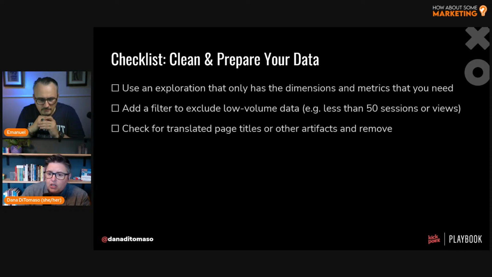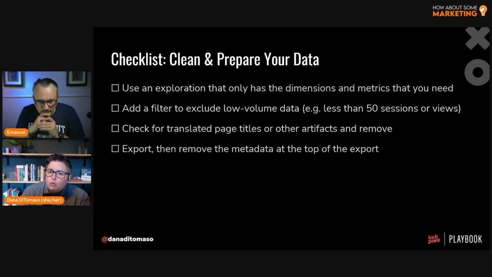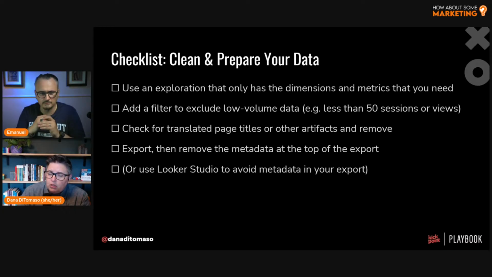Also, again, as I mentioned, check for translated page titles or other artifacts and make sure to remove those from your data set. And then export and remove that metadata at the very top of the report. Or if you use Looker Studio to export these instead of explorations in GA4, that won't include the metadata when you export it from Looker Studio at all. So you could also use that as an option. But then you're missing out on some metrics which are only in exploration, such as entrances and exits, which I do find really useful. I don't know why they're only available in explorations. I wish they would fix that.